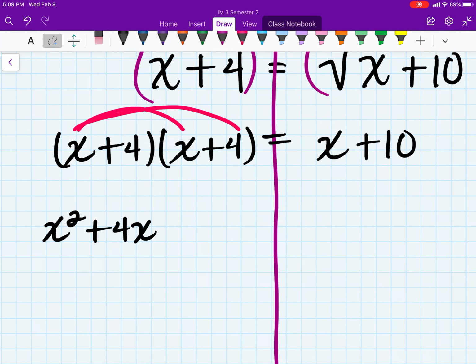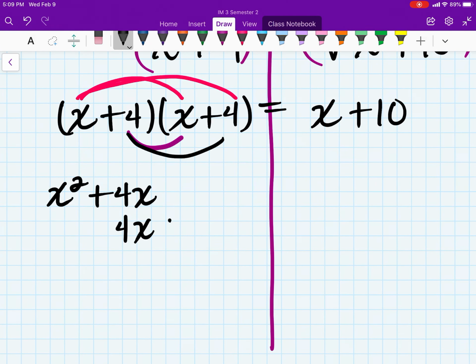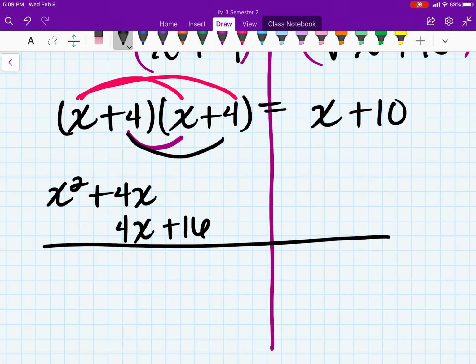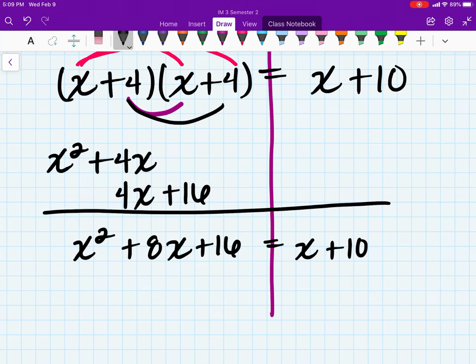Let me just bring this down. Then moving on to the next one, 4 times an x is going to give us 4x. And then 4 times 4 is going to be 16. So now let's go ahead and combine those. And in this case, I have x squared plus 8x plus 16. And all of that is going to be equal to x plus 10.